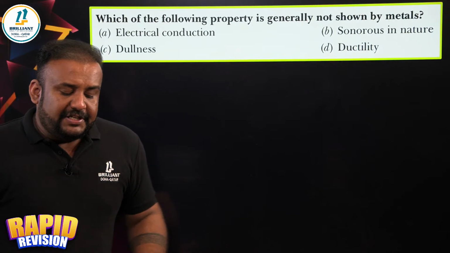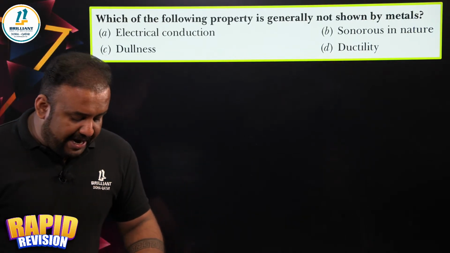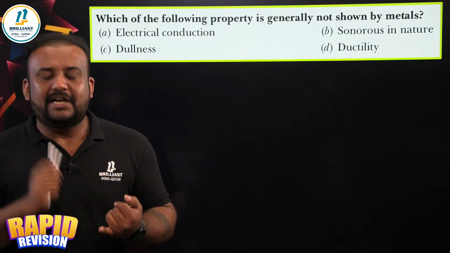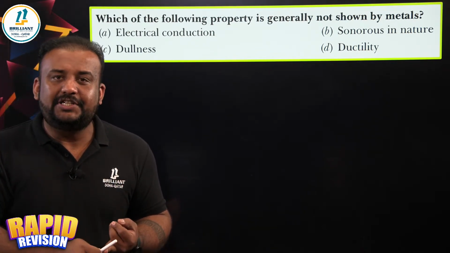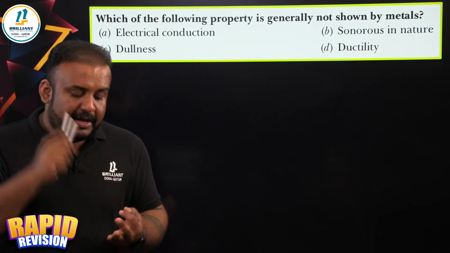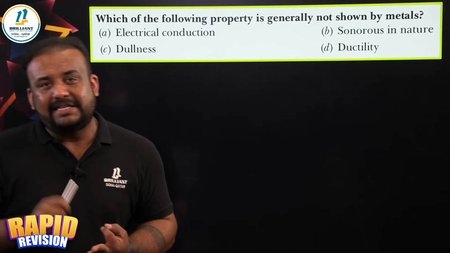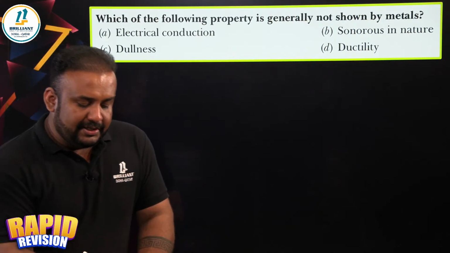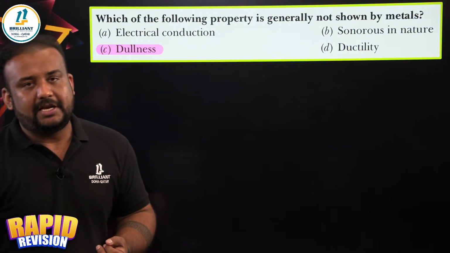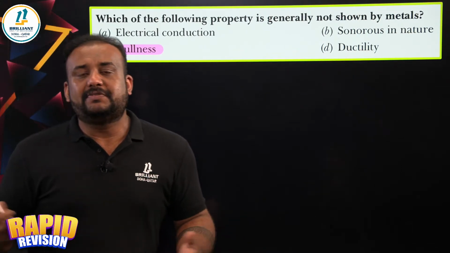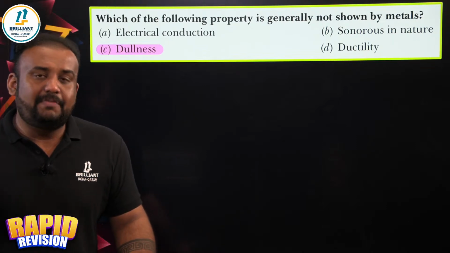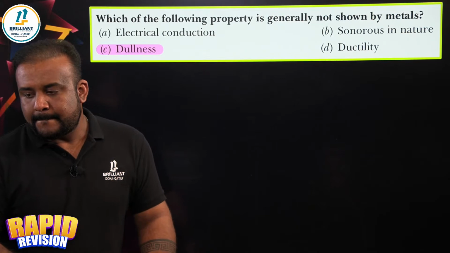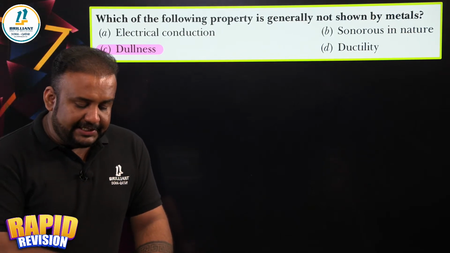Good. Which of the following properties is generally not shown by metals? Electrical conduction. It's a property of metal. Metals are good conductors of electricity. Sonorous in nature. Yes, metals make sound. Dullness. That's wrong, because metals are generally lustrous, right? They are not dull. They have that luster. So this is not a property shown by metal. Ductility, of course, there are many metals which can be drawn into thin wires, and that property is called ductility, right? Okay, so C is the answer.